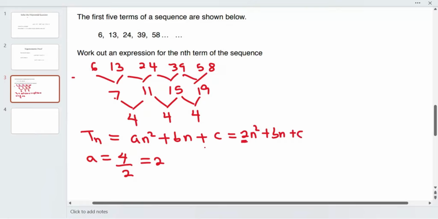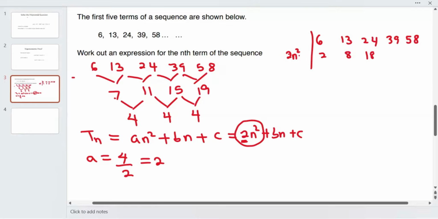So what I'm going to do is come back to my original sequence. I'll write that out: 6, 13, 24, 39, and 58. And I'm going to do 2n squared here. So when n is 1, 1 squared is 1, 1 times 2 is 2. 2 squared is 4, 4 times 2 is 8. 3 squared is 9, 9 times 2 is 18. 4 squared is 16, 16 times 2 is 32. 5 squared is 25, 25 times 2 is 50.